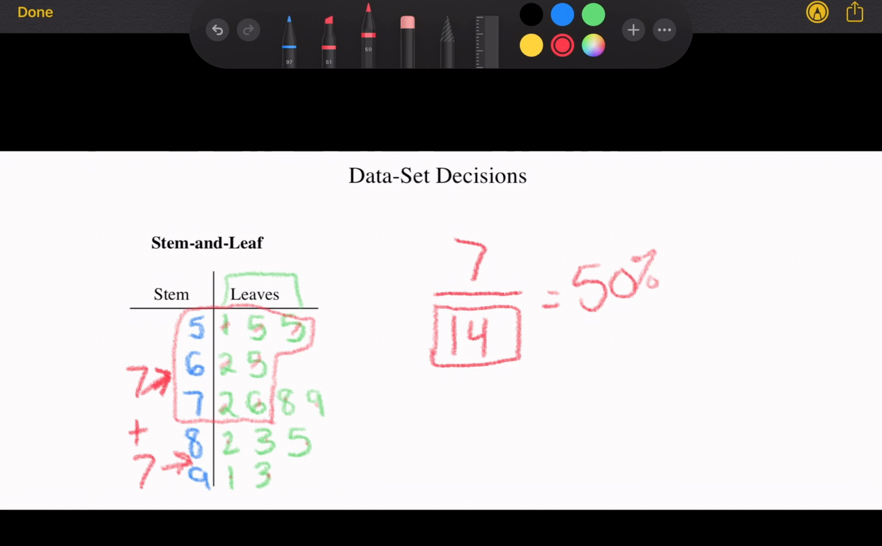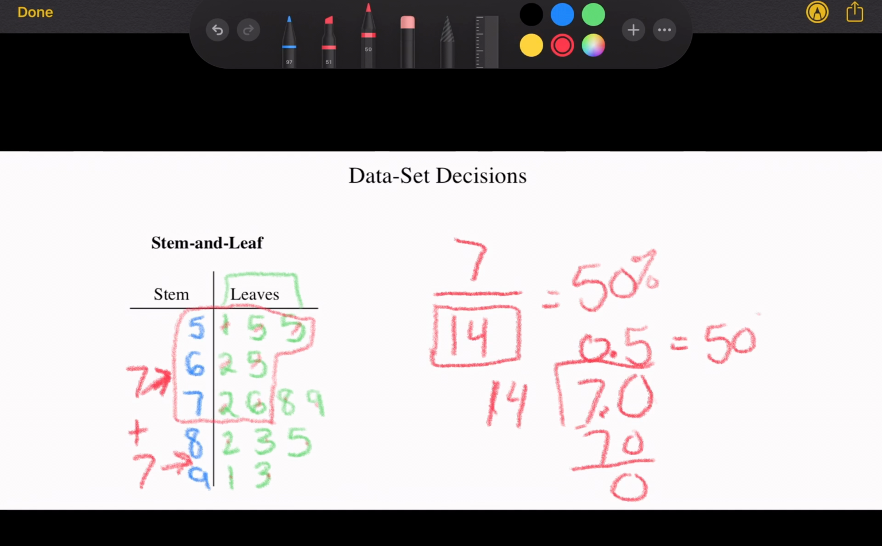The other way you could do it would be to do 7 divided by 14. So 14 goes into 7 0 times. Put your decimal point, add a 0. How many times does 14 go into 70? It goes in 5 times. 5 times 14 is 70. Subtract 0. We don't have to bring down anything. And remember that 0.5 is equivalent to 50%.